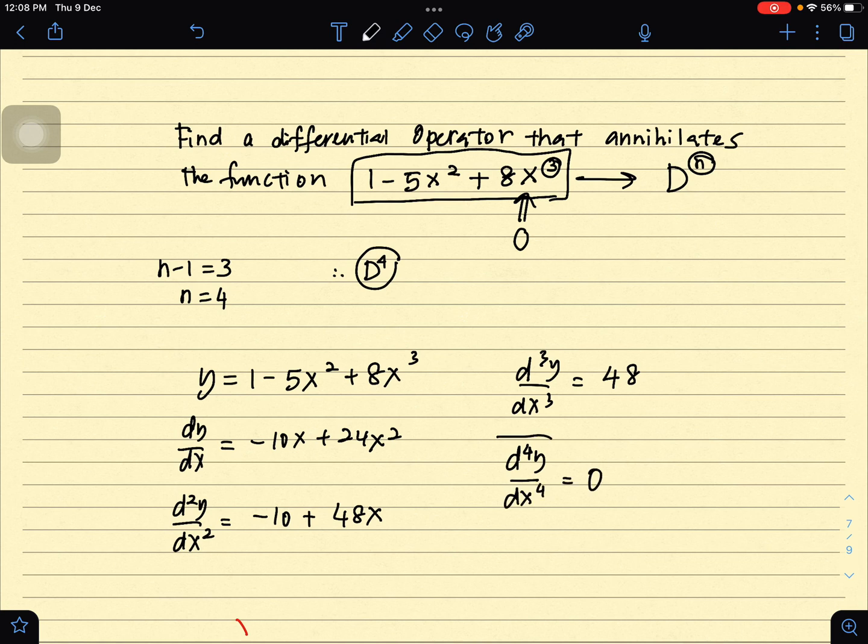Okay, so this one can be written as the differential operator d to the power of 4 acting on y. It means that the differential operator d4 annihilates the function y equal to 1 minus 5x squared plus 8x cubed, same as what you get here. Okay, so that's one example.